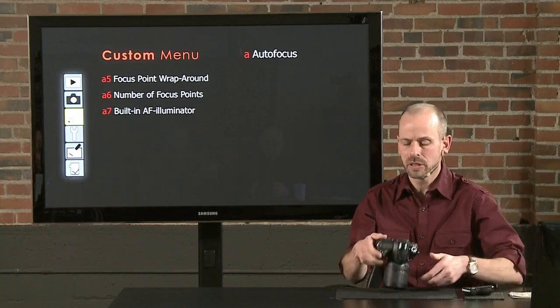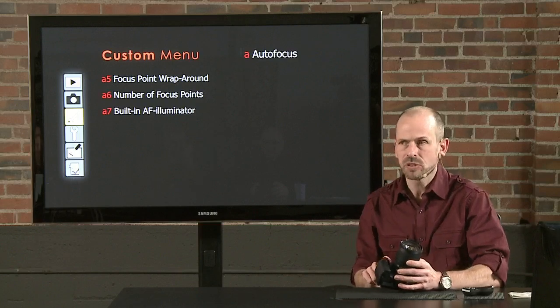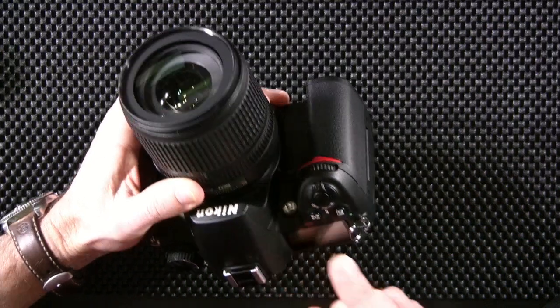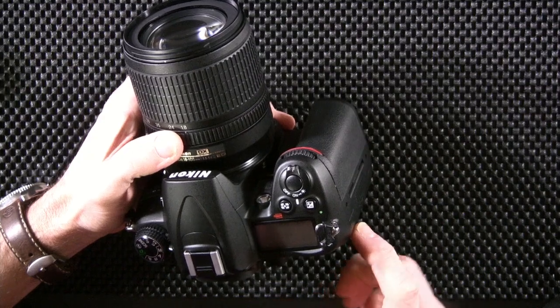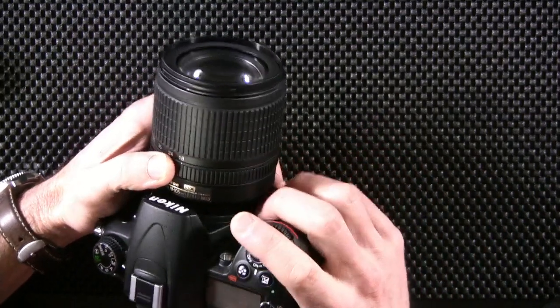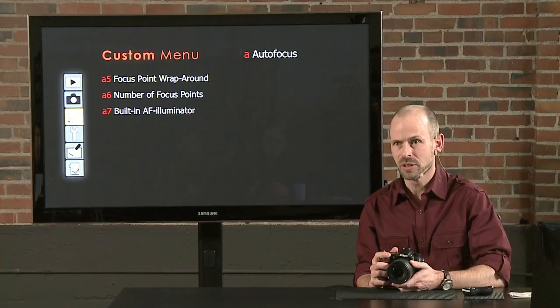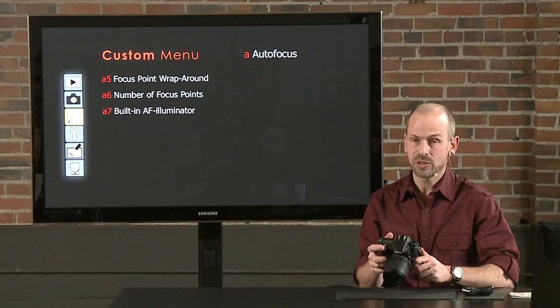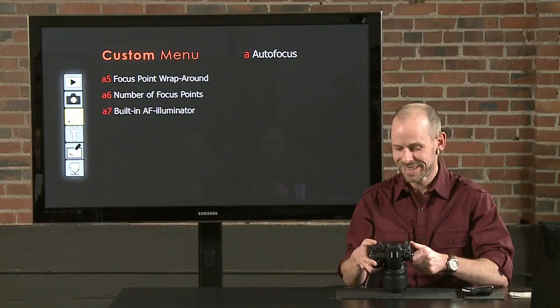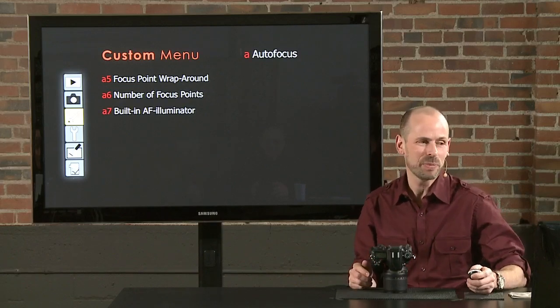The built-in autofocus illuminator. We talked about this little light on the front of the camera that turns on under low light conditions. If you are going to be photographing maybe a speaker, or you don't want other people to see that you're about to take a picture under low light conditions, you could turn this off. I call this the stealth paparazzi mode, so you aren't notifying everybody that you're about to take a picture.